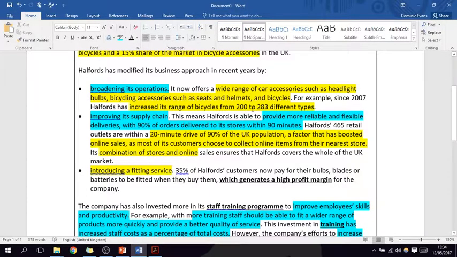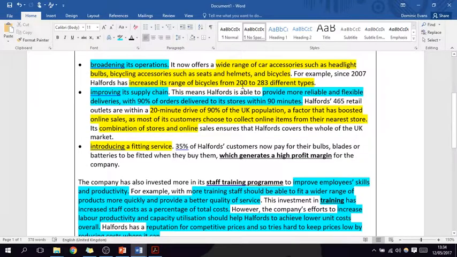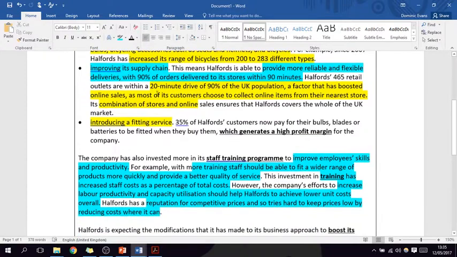And I can also have a bit of application here. In terms of products, they will have gone from 200 to 283 different types of bikes. It's a product decision. Okay, improving the supply chain, operations, more reliable and flexible deliveries, 90% of orders delivered to stores within 90 minutes. Great. So that's operations. Okay, how would that affect Halford's profitability?